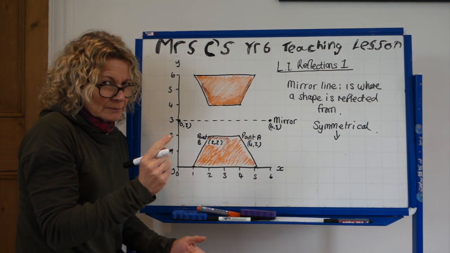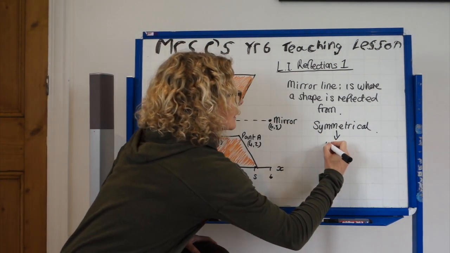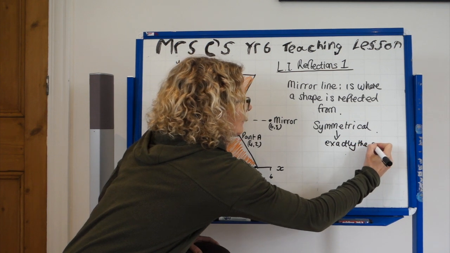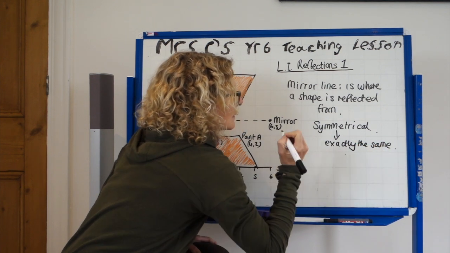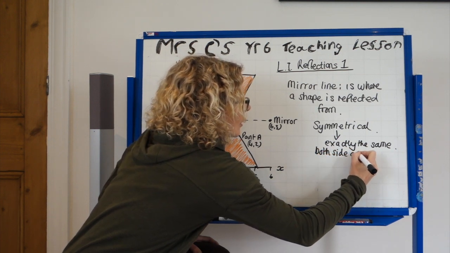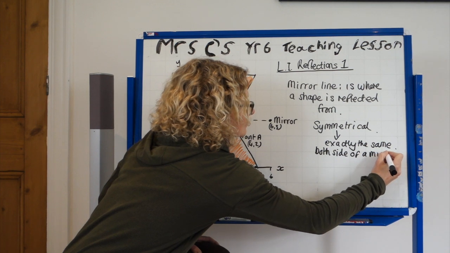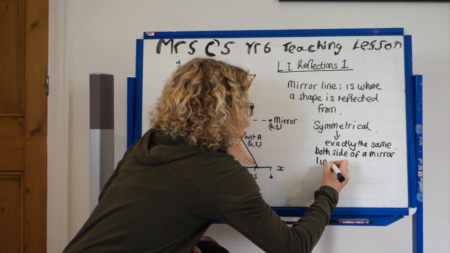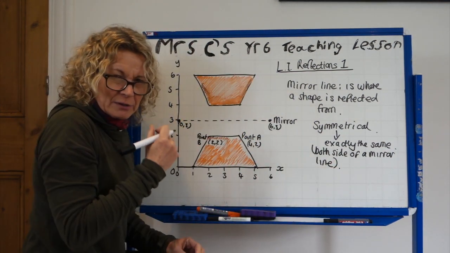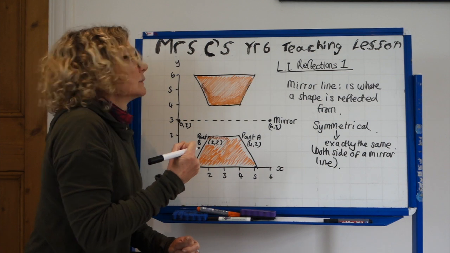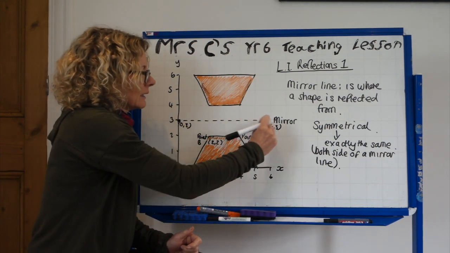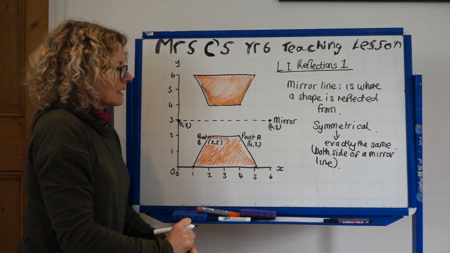Symmetrical means what? Exactly the same, really. Exactly the same on both sides of a mirror line. That's kind of in brackets because that's for the mathematical definition. So symmetrical means exactly the same on both sides. Mirror line there, trapezium, both sides of that mirror line.